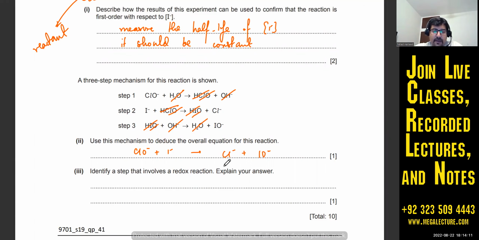Identify a step that involves a redox reaction. So I guess it's step 2, right? That's definitely a redox. It's minus 1 here and I plus 1 there. So step 2. Explain your answer. In HIO, I is actually plus 1. So that is oxidation, 2 electrons lost. You can just say that I goes from minus 1 to plus 1. That's it.